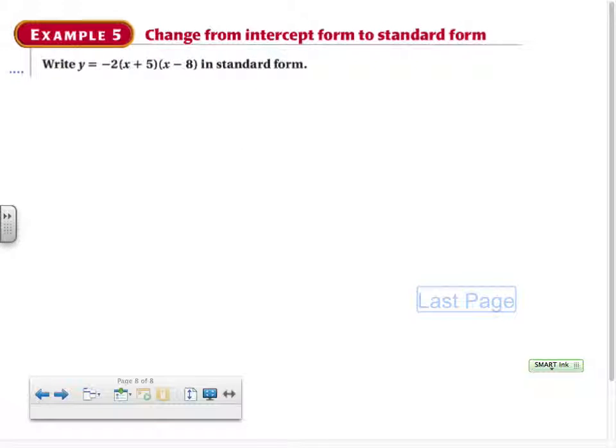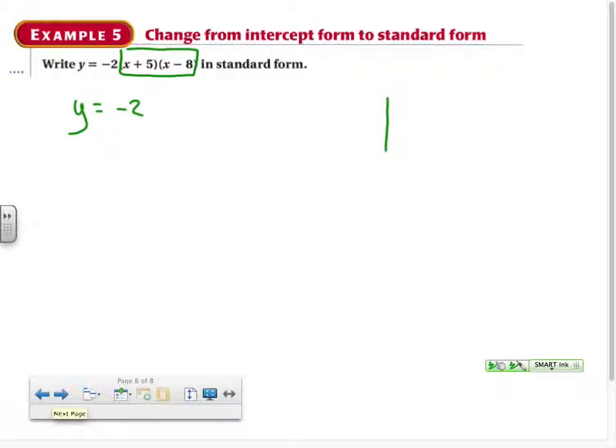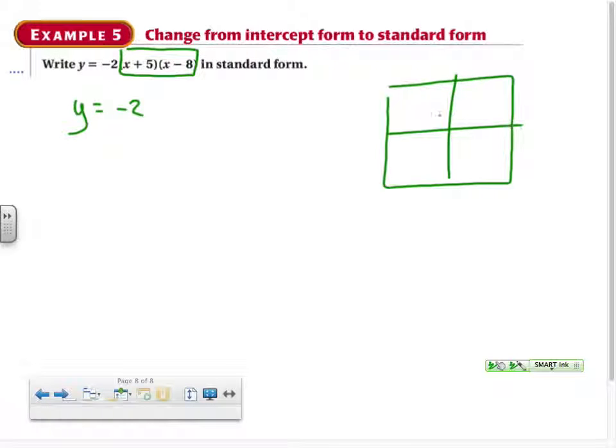Right? So looking at an example, we got y equals -2 times x plus 5 times x minus 8. We want to put that in standard form. Right? We'll start by FOILing right here. So we will do y equals -2. I prefer the box, so I'm going to draw the box. Some of you like to FOIL. It's the same thing. Remember, your FOIL just ends up being what's inside the box. So it's going to be x plus 5 and x minus 8.